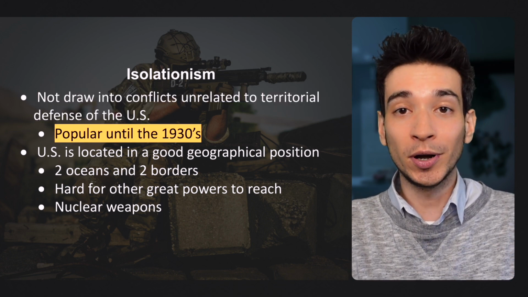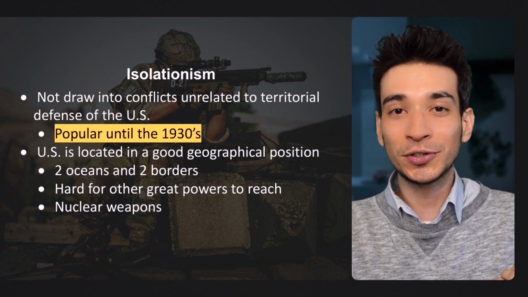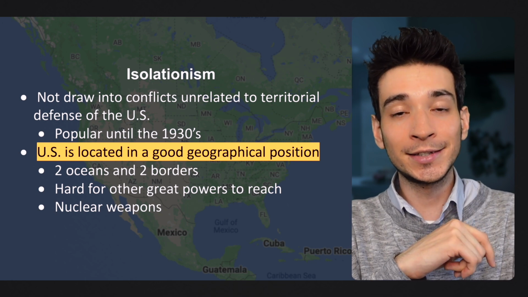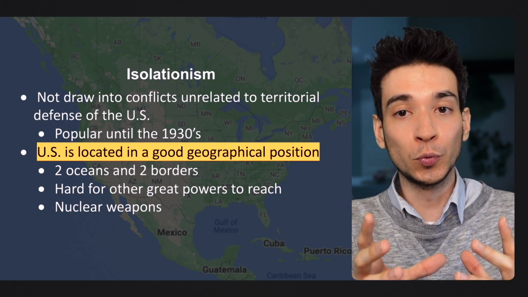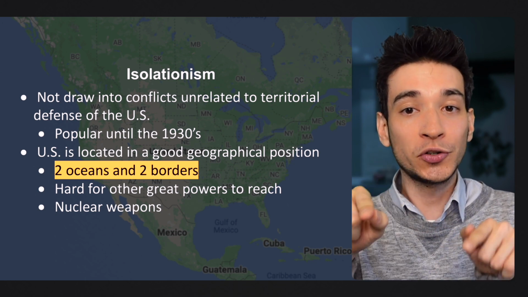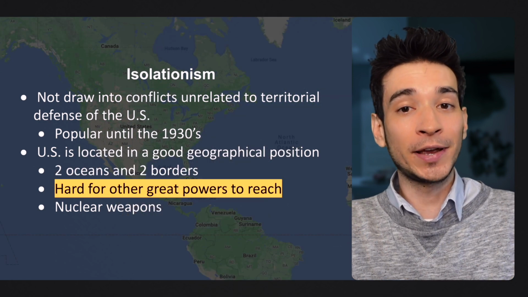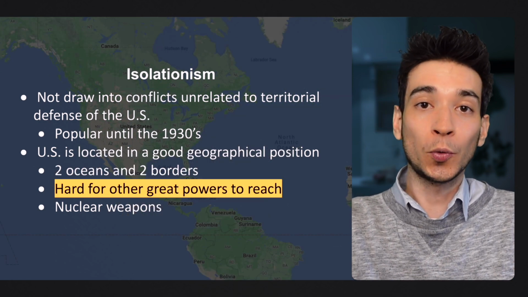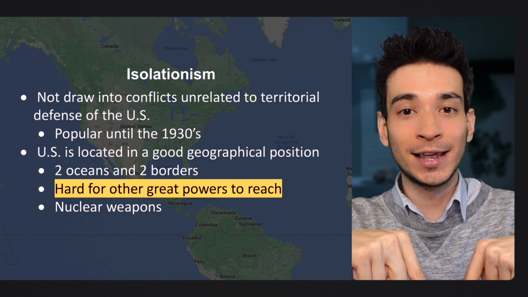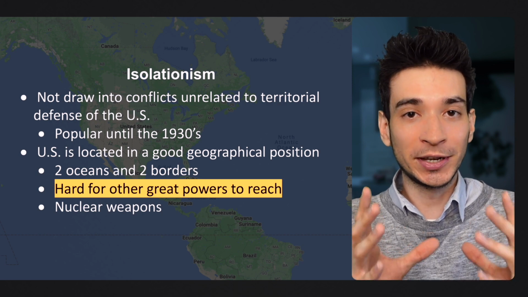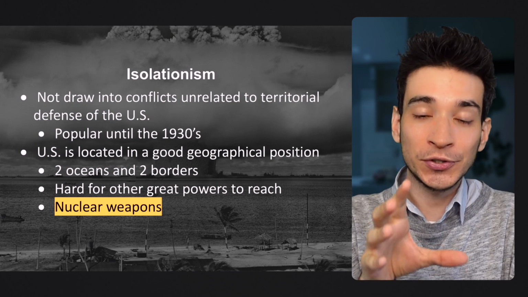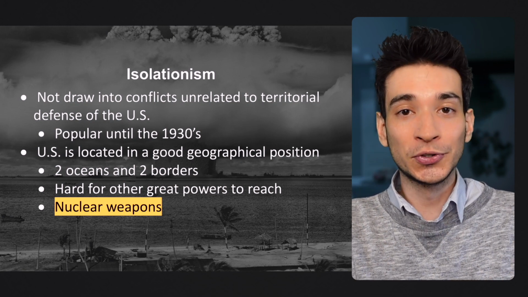And this was actually a very popular perspective in the United States until the 1930s. Part of the argument in favor is that the United States is located in a very good geographical region because it is surrounded by 2 oceans and 2 borders with much weaker countries, and because it is very hard for other great powers to cross those oceans all the way from other parts of the world and attack the United States, the US is then considered to be in a very secure position. And on top of that, when you combine this with a country having thousands of nuclear weapons, then it is possible to see the logic behind it.